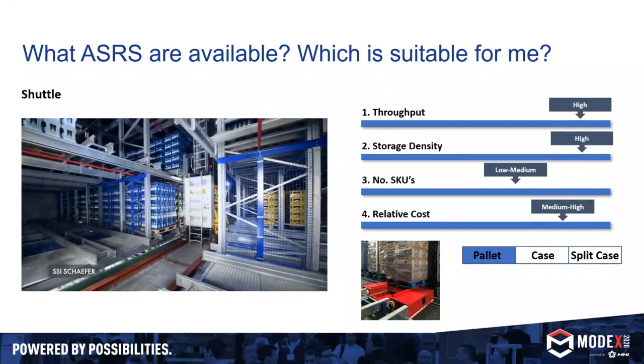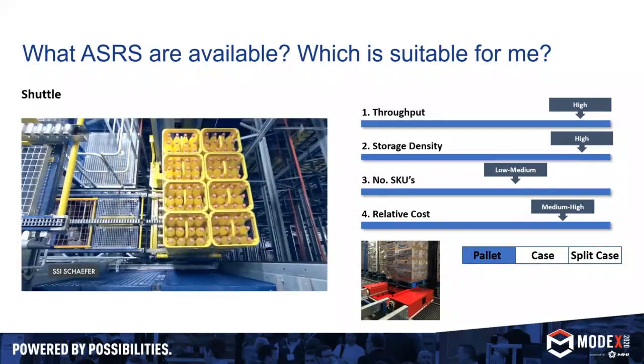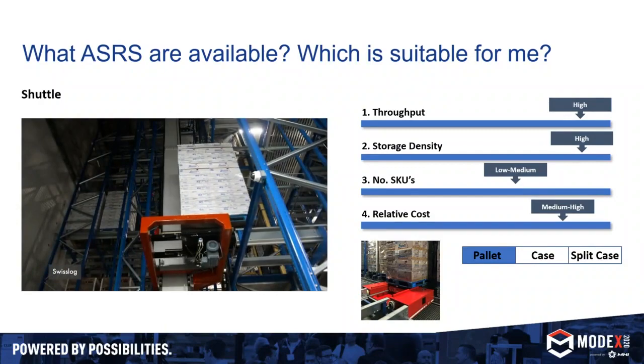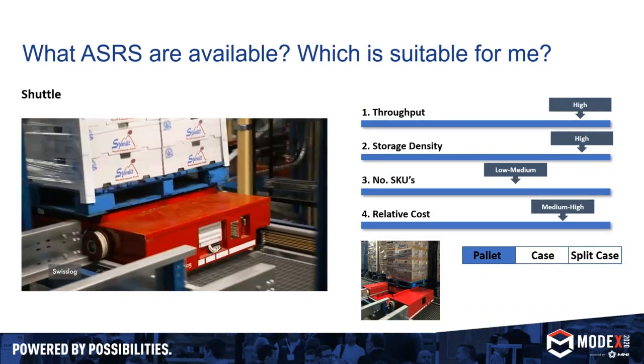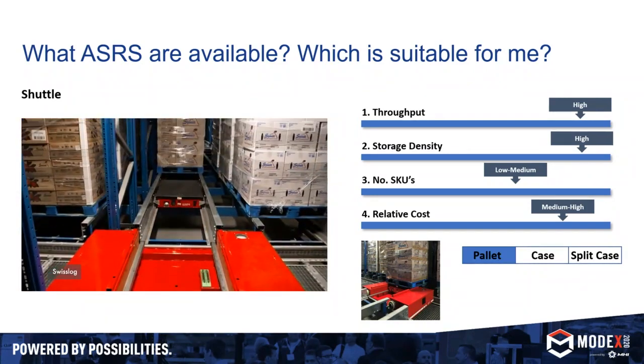And for that reason, because you've got higher storage density, it's typically used for a lower number of SKUs. So large batch sizes, but with a lower number of SKUs. Again, the relative cost is slightly higher just because of that rack, which is requiring channels and slightly higher tolerances than a typical SRM.